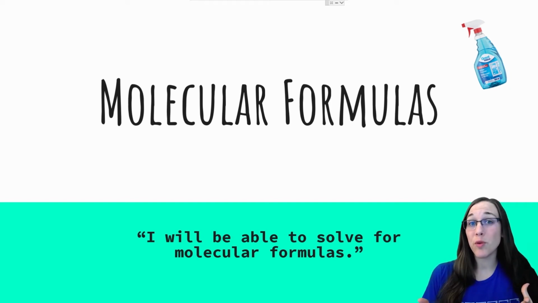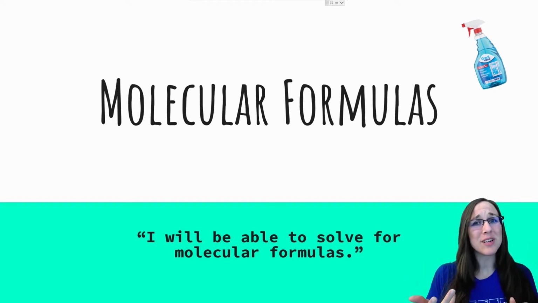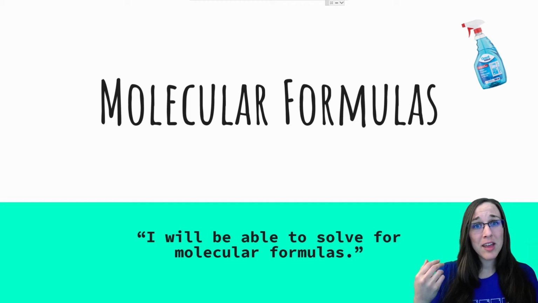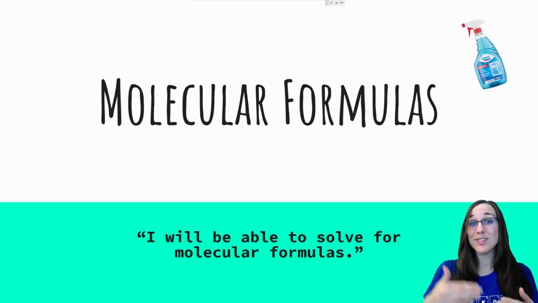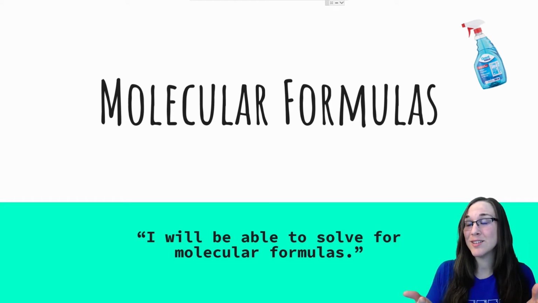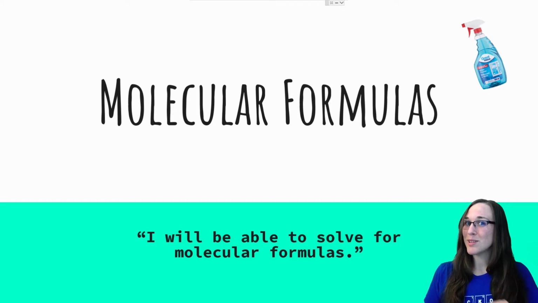The actual formula we care about in chemistry is called a molecular formula. This is what the chemical actually is in real life. We just learned about empirical formulas prior to this video, and we're going to use empirical formulas as our stepping stone to figuring out what the actual formula is for the molecular formula. So by the end of this video, you should be able to solve for molecular formulas, the thing we actually care about as chemists.